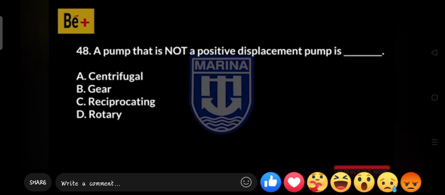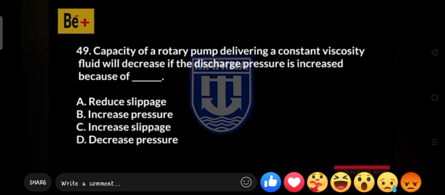A pump that is not a positive displacement pump is A. Centrifugal. B. Gear. C. Reciprocating. D. Rotary. The answer is A. Centrifugal.